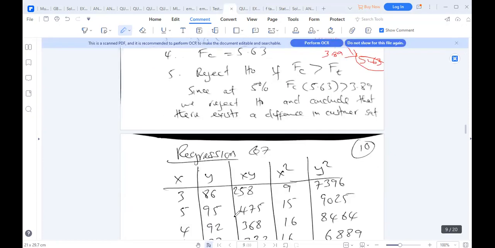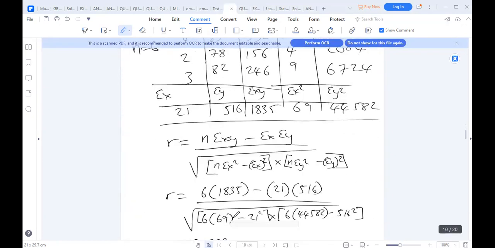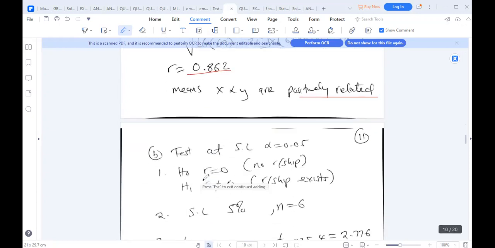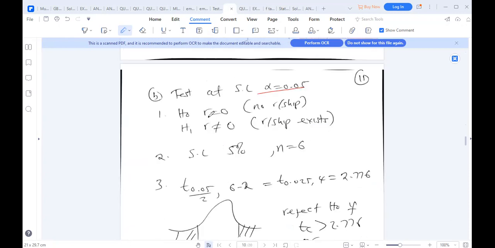If that's done, you now need to explain that they are positively related because there's a positive answer there. Then go to testing at 5%, that R is equal to 0 or R is not equal to 0. If it's equal to 0, there's no relationship. If it's not equal to 0, there's a relationship.